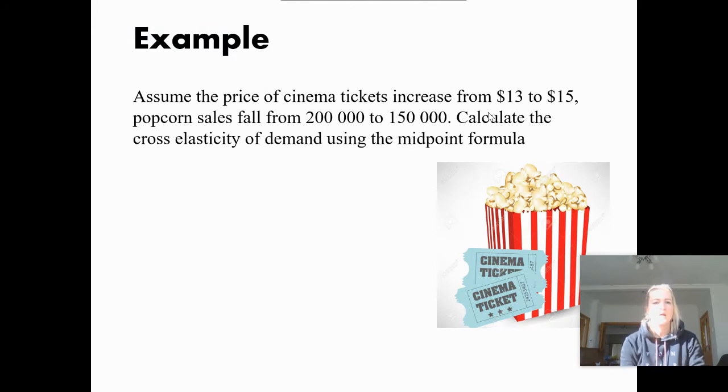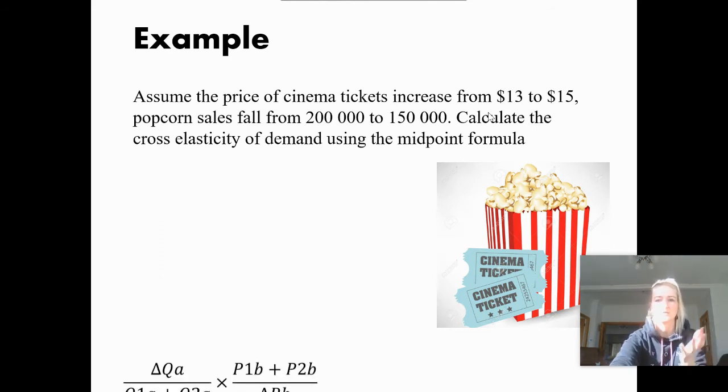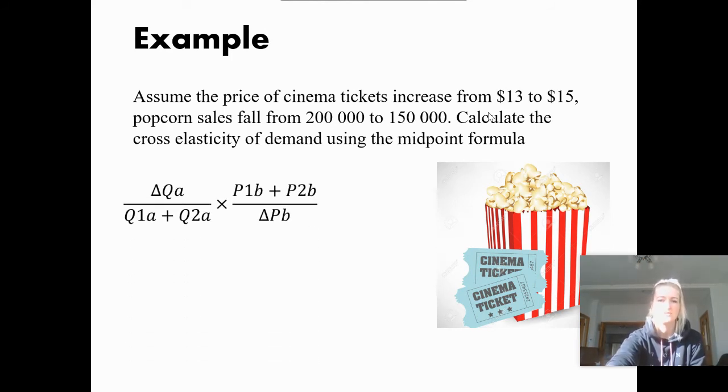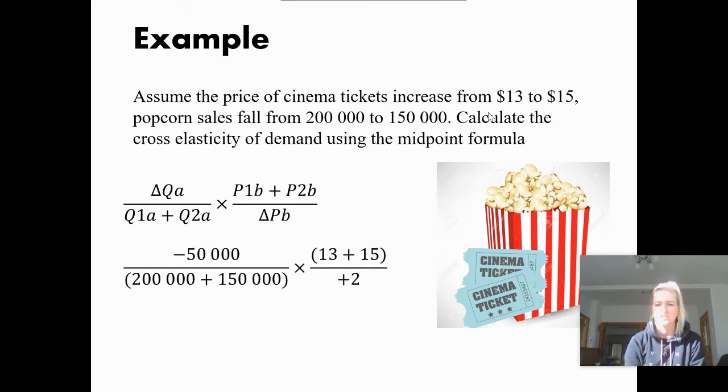Here's an example. Assume the price of a cinema ticket increases from $13 to $15 and popcorn sales fall from 200,000 to 150,000, and we're going to calculate the elasticity using the midpoint formula. We start with our formula and substitute in the values. The change in the quantity has decreased by 50,000, so it's negative 50,000 on top, divided by the old quantity of popcorn sales plus the new, times the old price of the cinema tickets plus the new price, divided by 2, and it's positive 2 because the price has increased by 2.